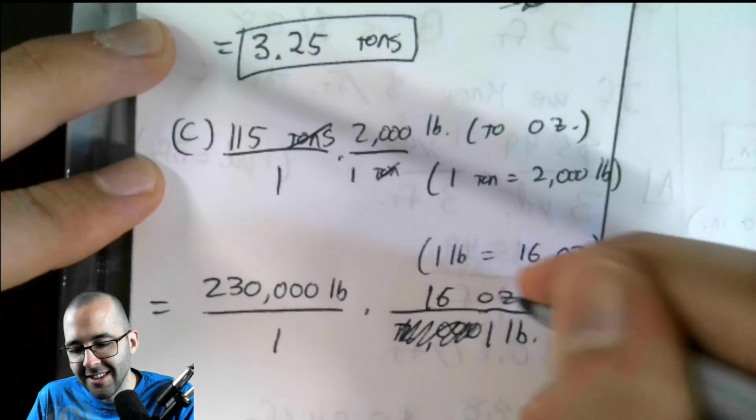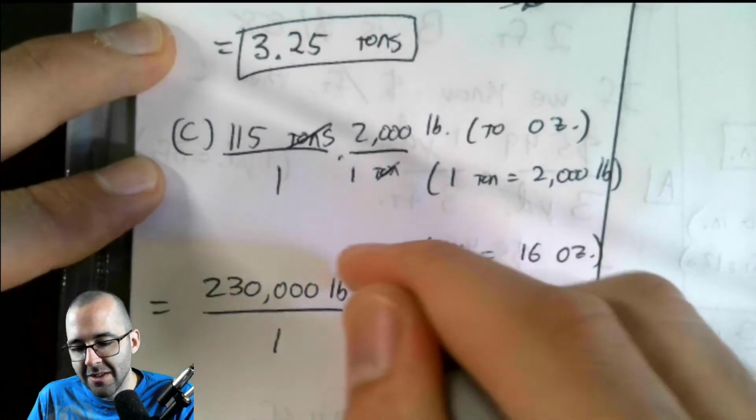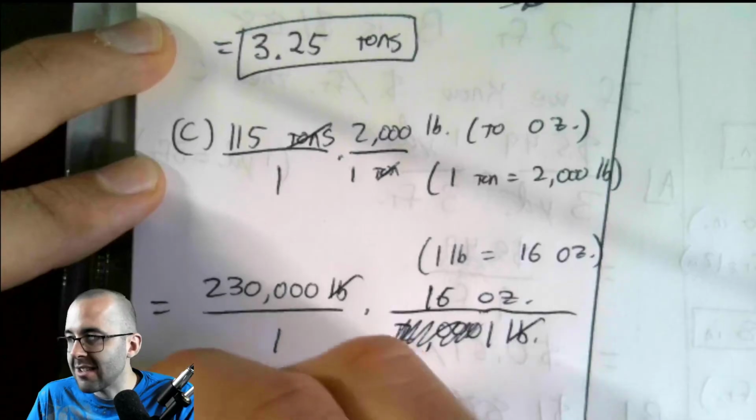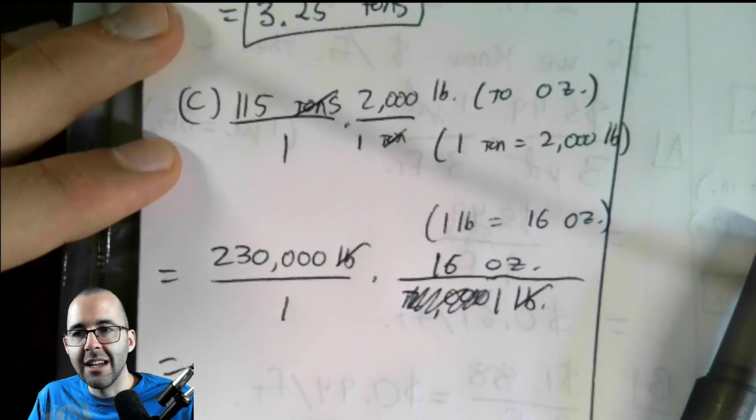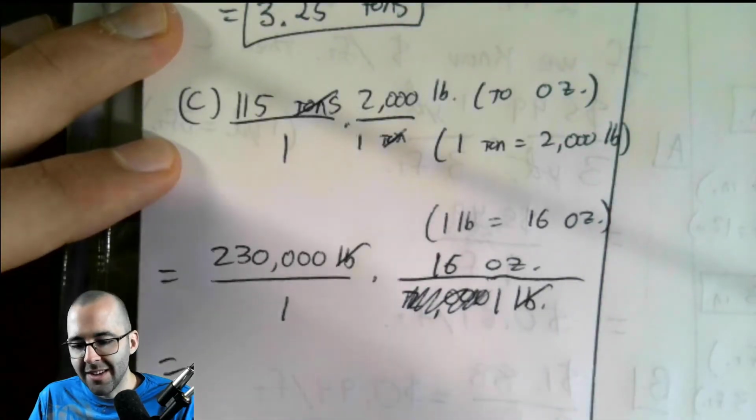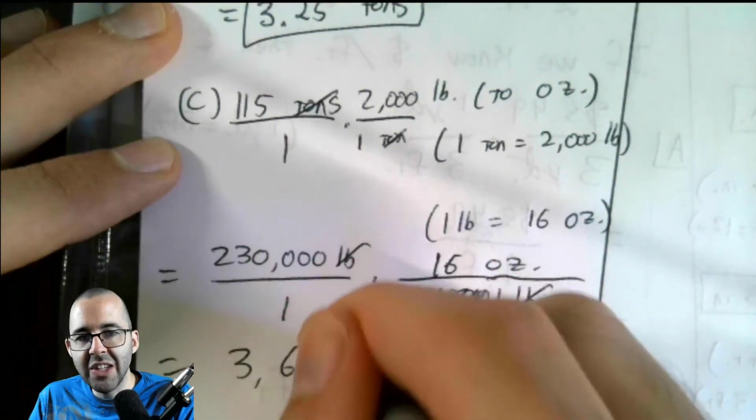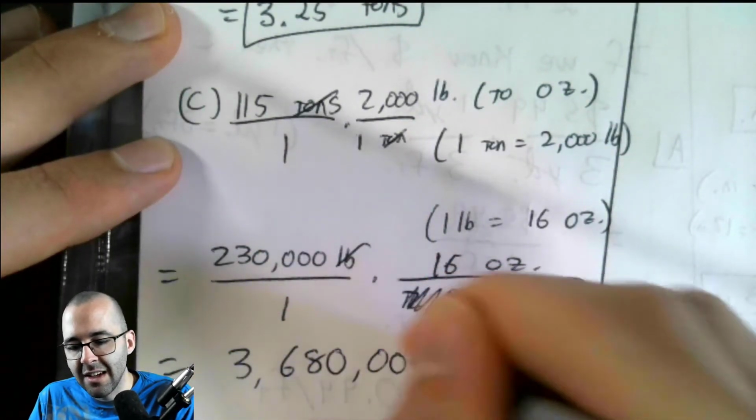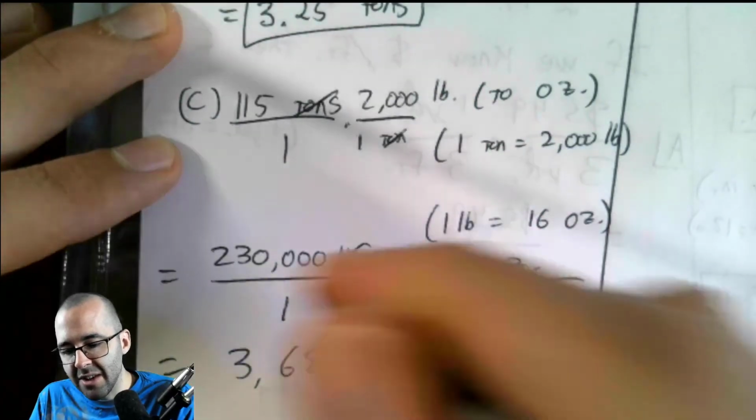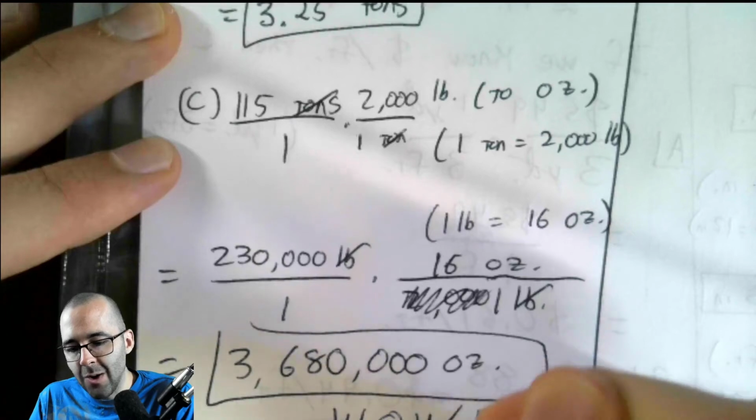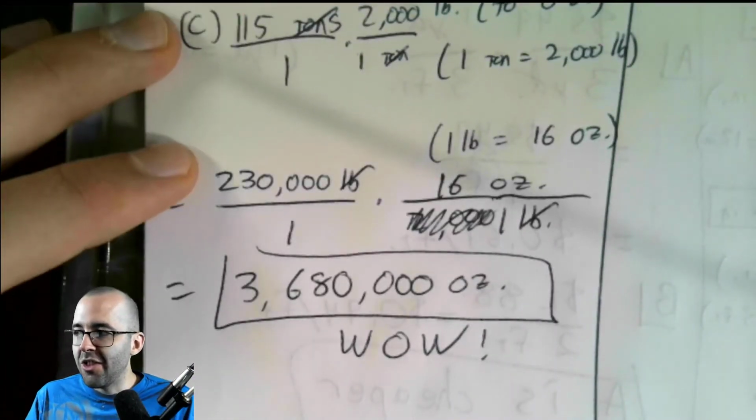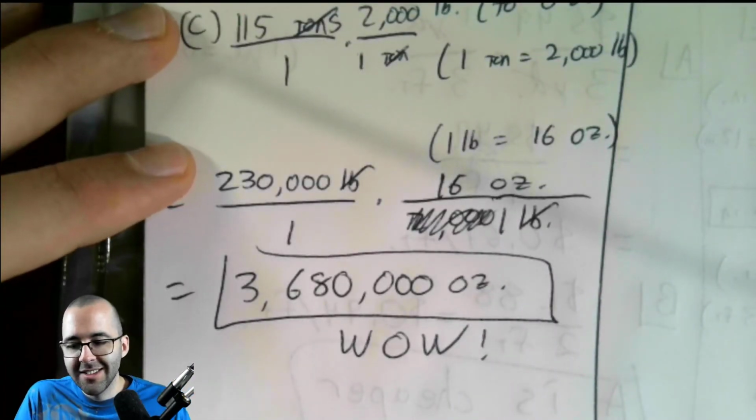16 ounces is 1 pound. The pounds cancel, so we just multiply this number by 16. And we multiply this number by 16, and we're going to get a big number. 3,680,000 ounces. That's a lot of ounces. Wow. Get a little enthusiasm going with your homework.